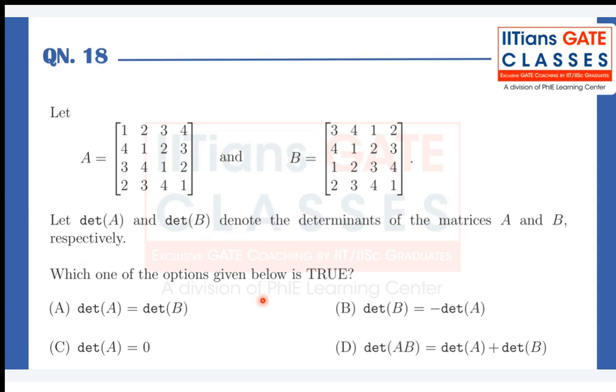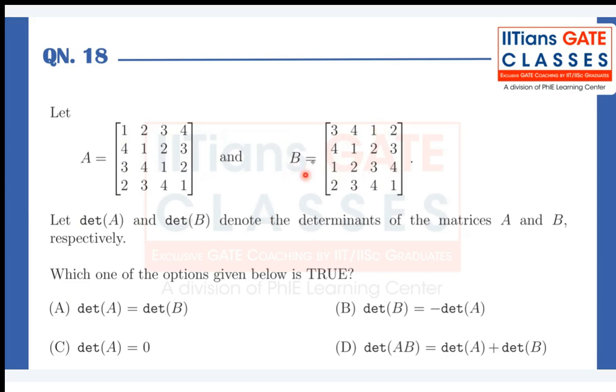So they are given two matrices, and we are to check the relationship between the determinants of these two matrices. If we look at these two matrices in detail, we can clearly see the last row is the same. The second row is also the same, 4, 1, 2, 3. The last row is 2, 3, 4, 1. What about the first row? 1, 2, 3, 4 became the third row here, and 4, 3, 1, 2 became the first.